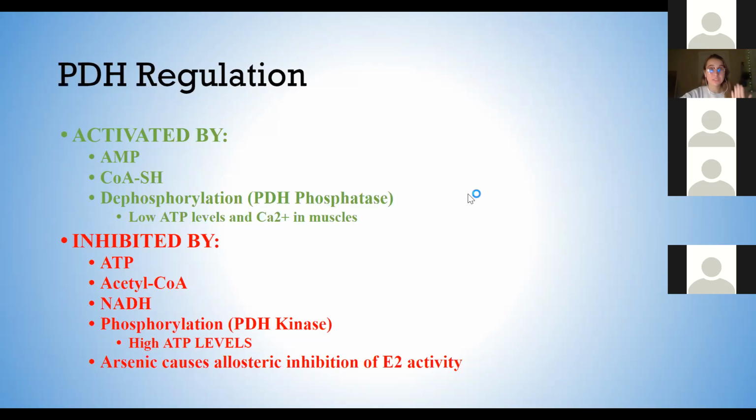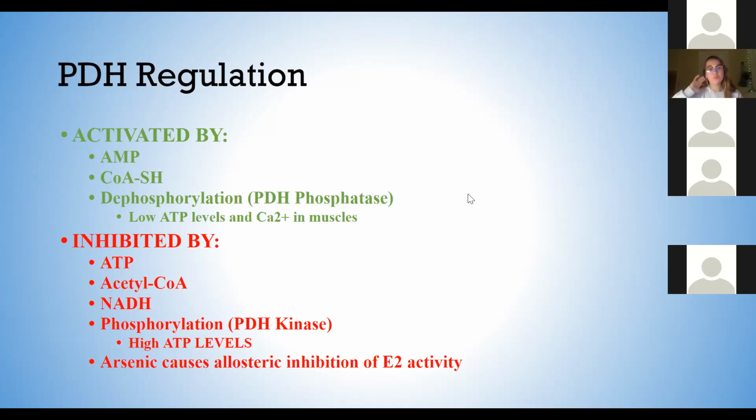In contrast, this enzyme complex is inhibited by things that are indicative of high levels of energy. So if we have a high cellular concentration of ATP, high concentrations of acetyl-CoA, which is the product that we are creating, high levels of NADH. This enzyme is also inactivated when it is phosphorylated. It's going to be phosphorylated by PDH kinase. Kinases are enzymes that phosphorylate things. And this PDH kinase is activated by high ATP levels, as we learned in the lecture.